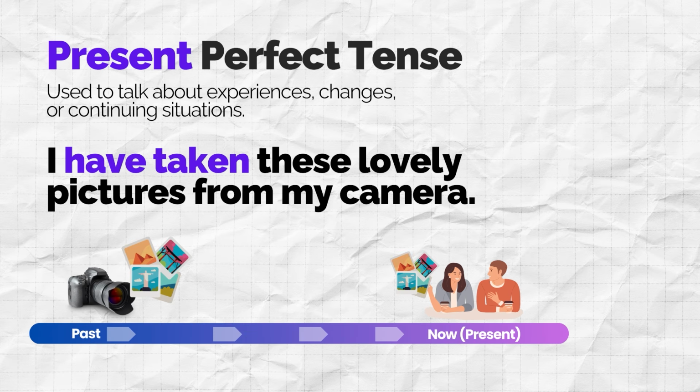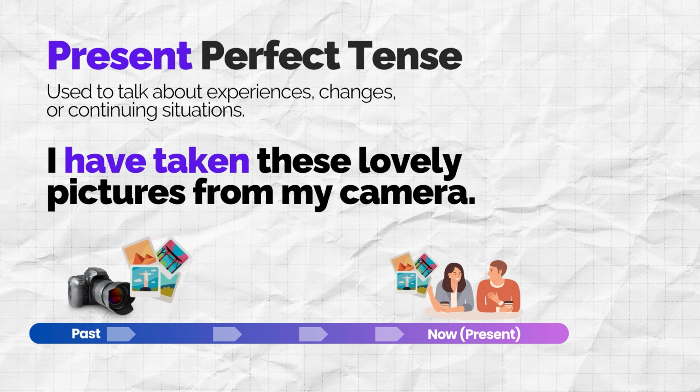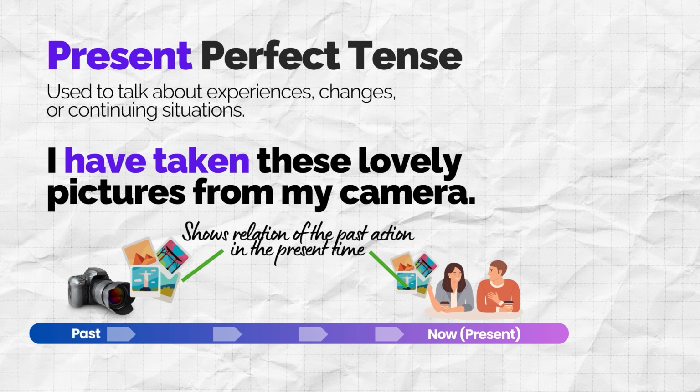Imagine you have a camera that can take pictures of things you've done any time in your life. And it doesn't matter when you take those pictures. When you use the present perfect tense, it's like you're showing someone those pictures and saying, "Hey, look, what I've shot." The time when you have taken these pictures doesn't matter. You took those pictures in the past, but they have relevance in the present. In short, we are linking the past to the present.